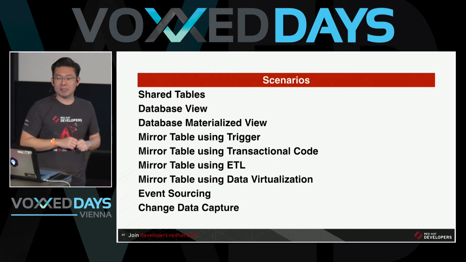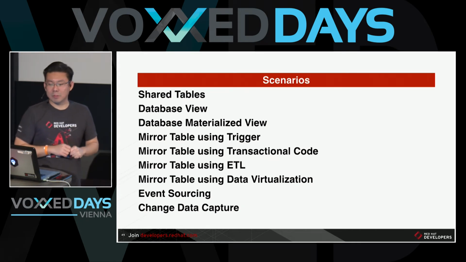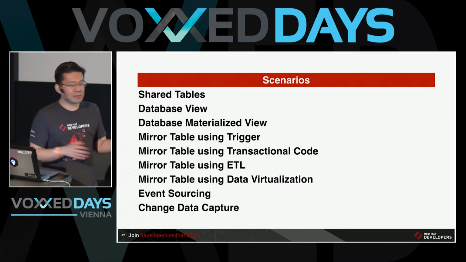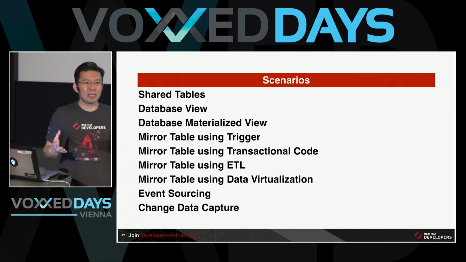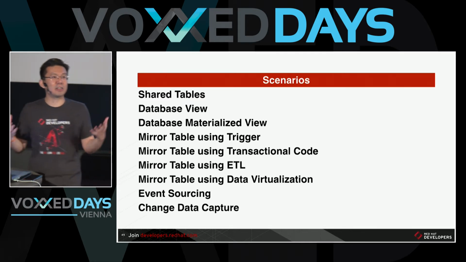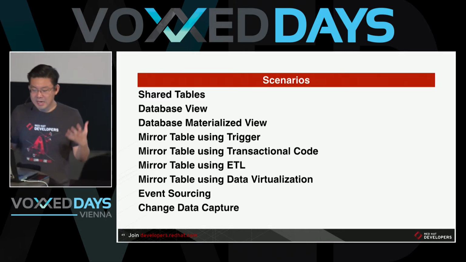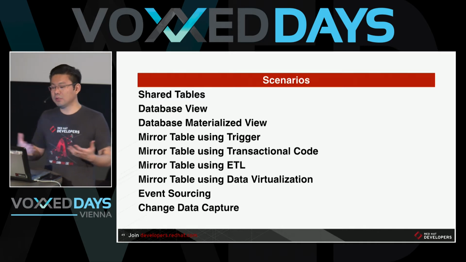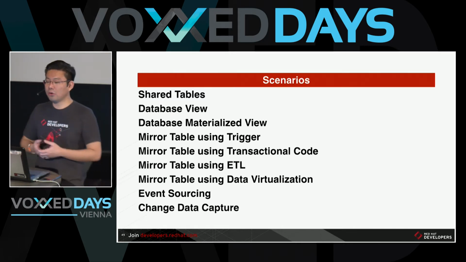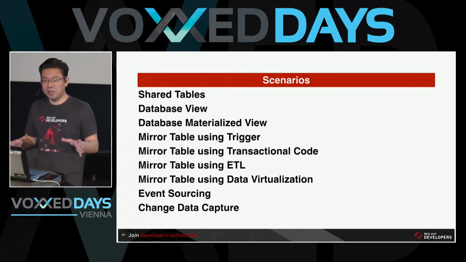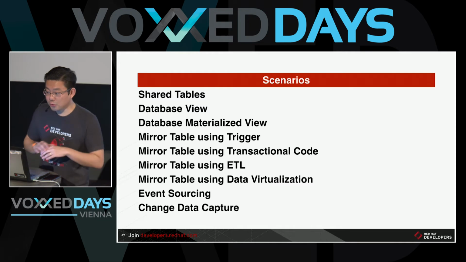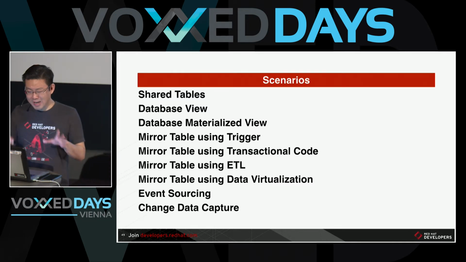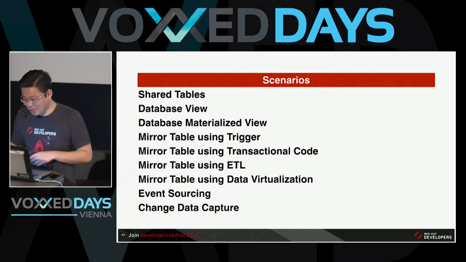During this past year and a half, I was able to collect from different teams worldwide 9 different strategies that people are using to create these CQRS architectures in distributed systems. They are basically shared tables, database views, database materialized views, triggers, transactional code, ETL, data virtualization, event sourcing, and change data capture. So let's very quickly pass over this because I have a demo and I want to have the time to show you that.